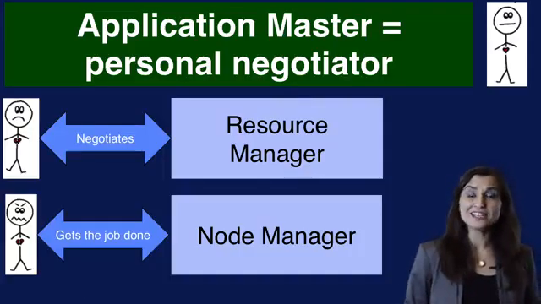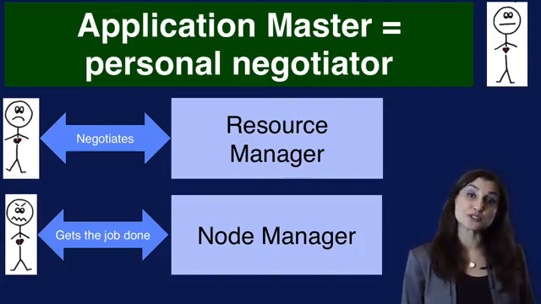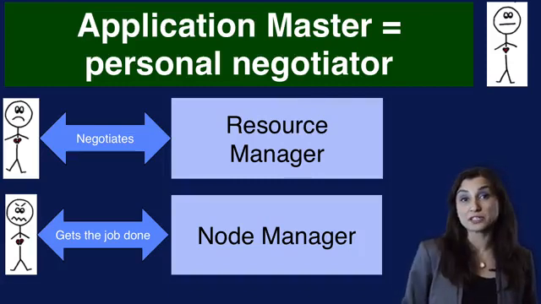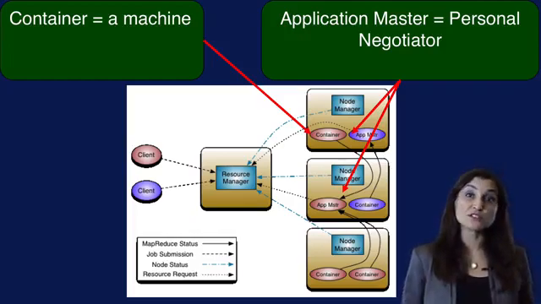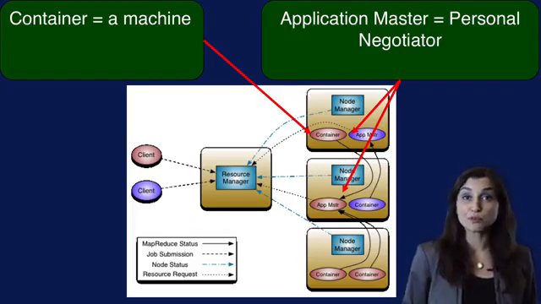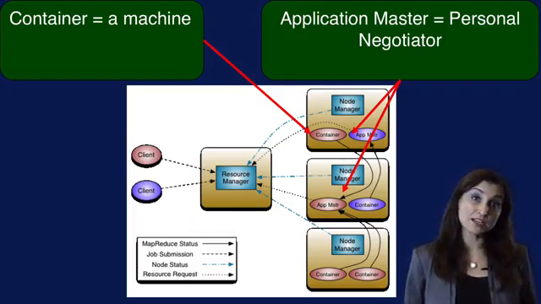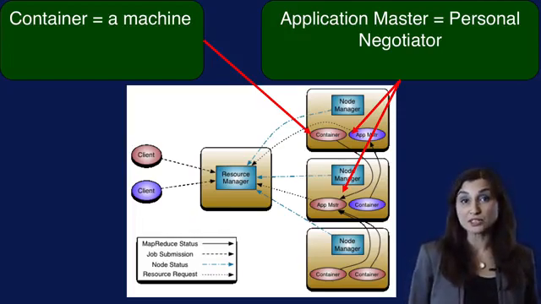Each application gets an application master. It negotiates resources from the resource manager, and it talks to node manager to get its tasks completed. Notice the ovals labeled container? A container is an abstract notion that signifies a resource. That is, a collection of CPU, memory, disk, network, and other resources within a compute node. To simplify and be less precise, you can think of a container as a machine.